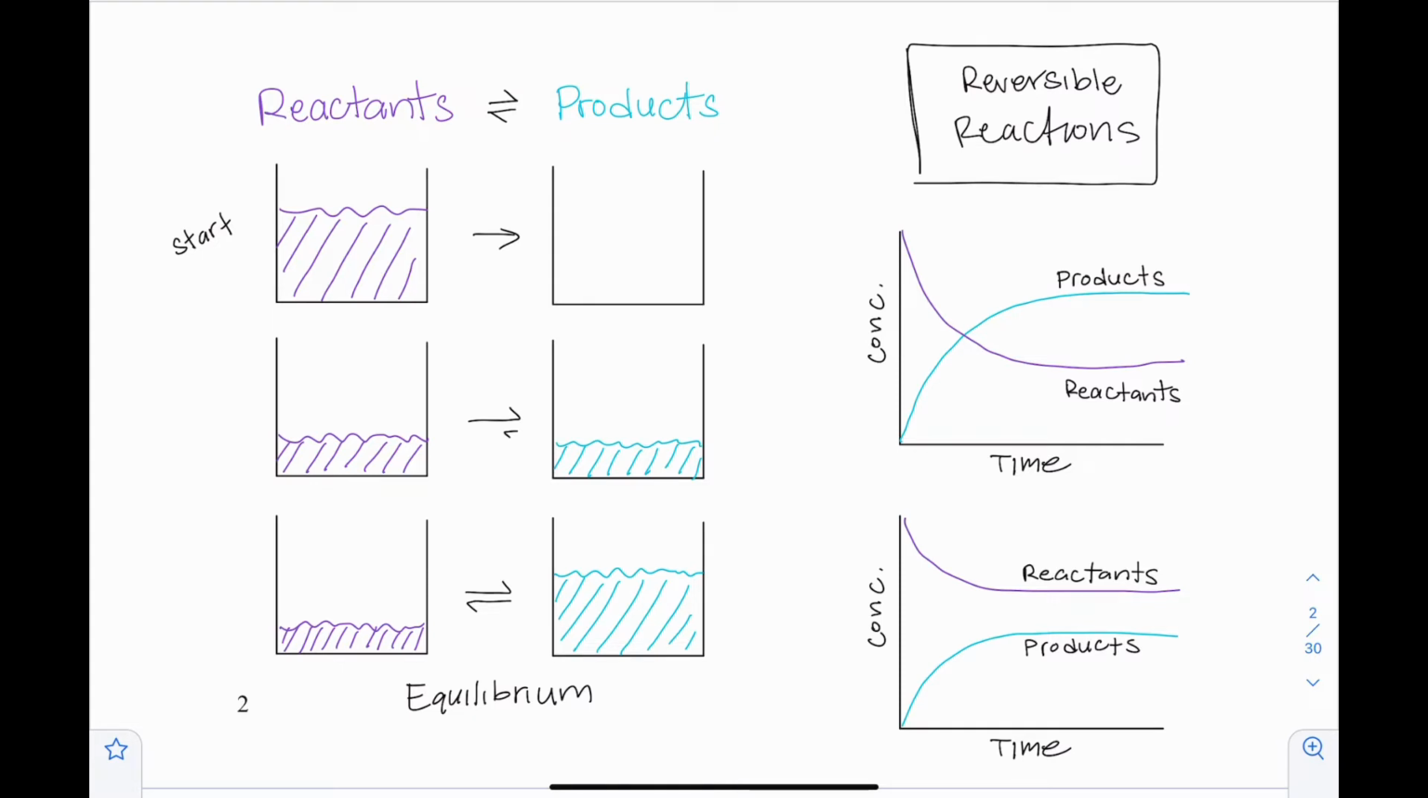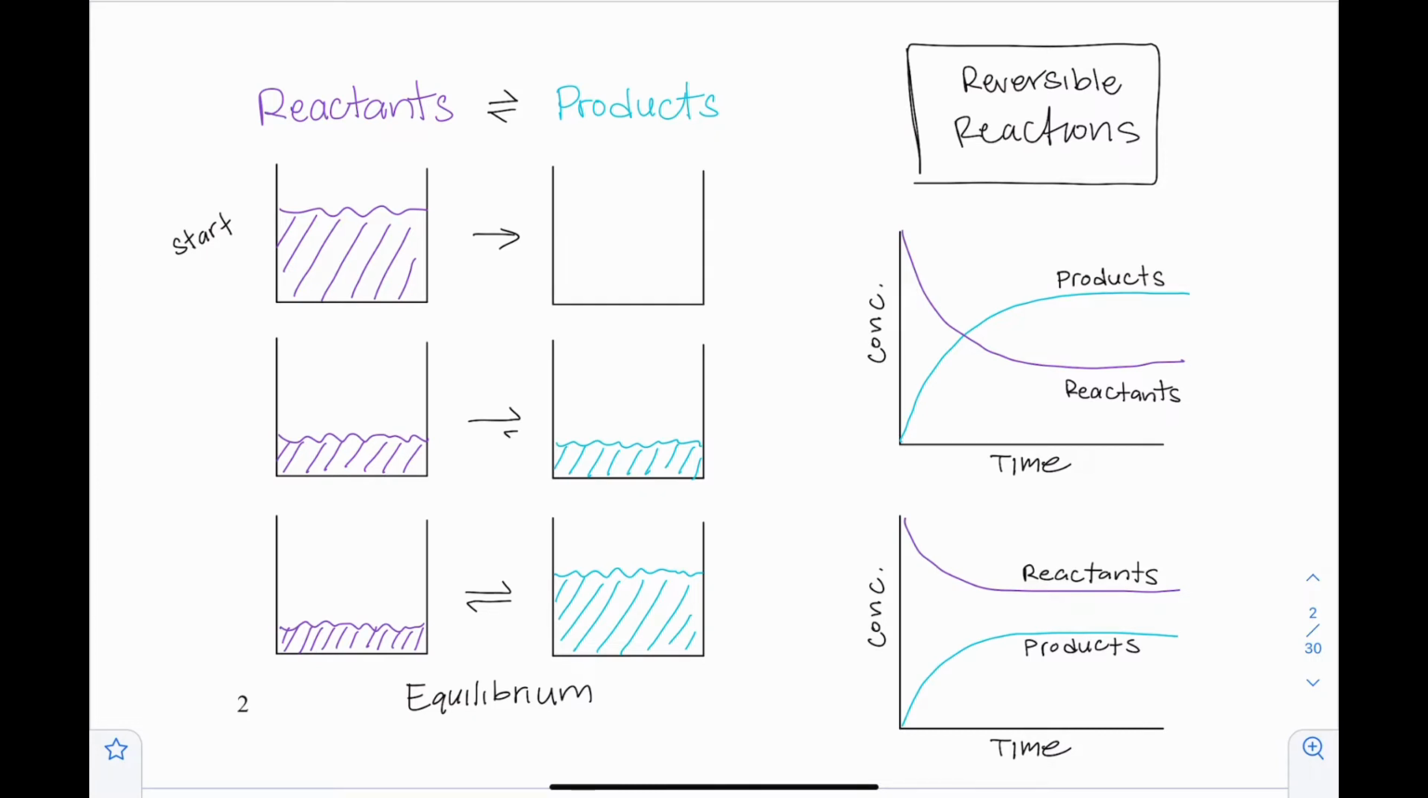So we start out with only reactants, and then some of the reactants are used up to form products, but this time the products will start to convert back into reactants, and eventually will reach a point of equilibrium. That's where the reactants and the products are both present in concentrations that aren't changing, because the rate of the forward reaction and the rate of the reverse reaction are equal.